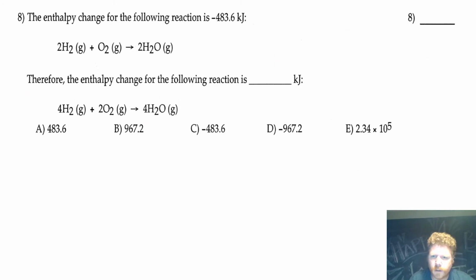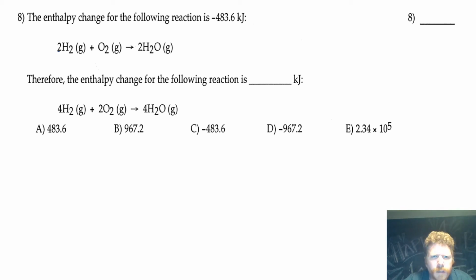Question number 8 reads: the enthalpy change for the following reaction is negative 483.6 kilojoules. 2H2, we've got a 2 coefficient in front of our H2 gas, plus O2 gas, with a 1 coefficient in front of that O2, yields 2H2O gas. Therefore, the enthalpy change for the following reaction is blank kilojoules.